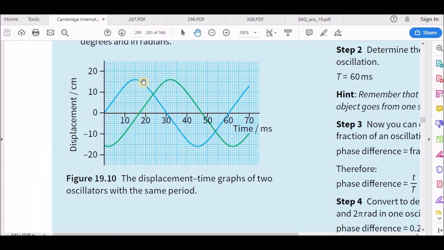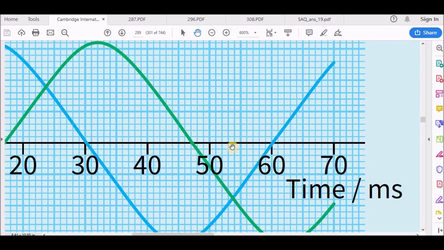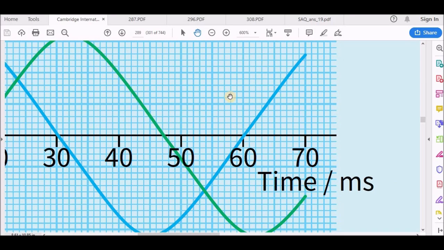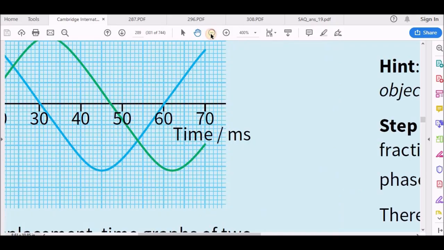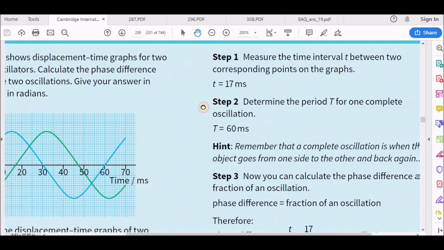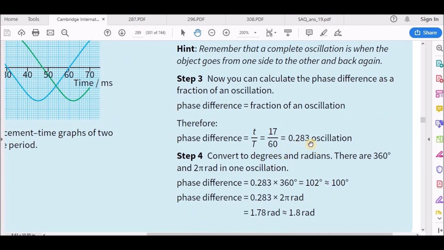Now the time for one complete wave, what is the period? That is 60 milliseconds. See, you go like this, one whole wave. Again we can zoom in and have a look. Yeah, 60 milliseconds. So here it's 17 milliseconds, here it's 60 milliseconds. So how much of a fraction is that? 17 out of 60. So that means 0.283 of an oscillation.